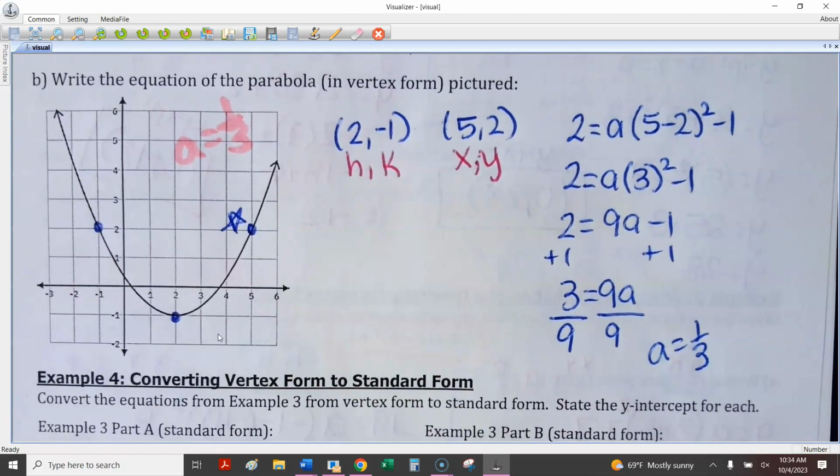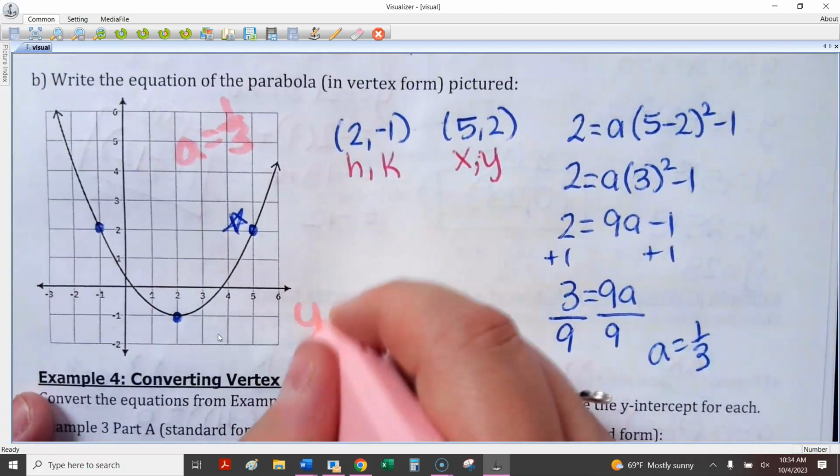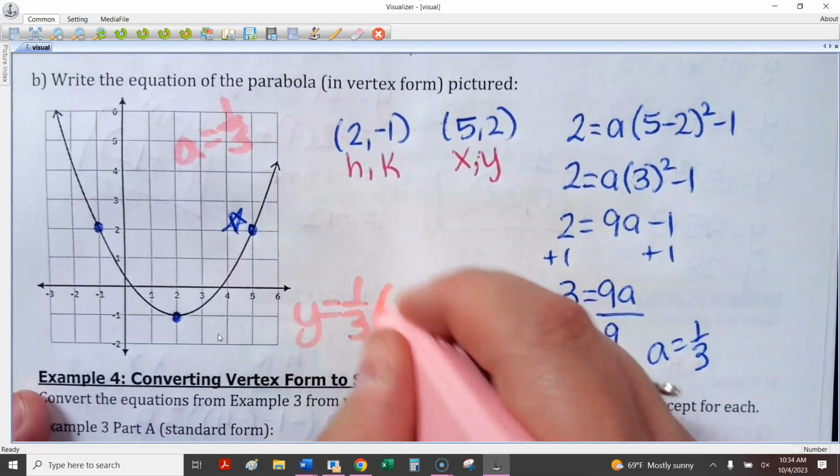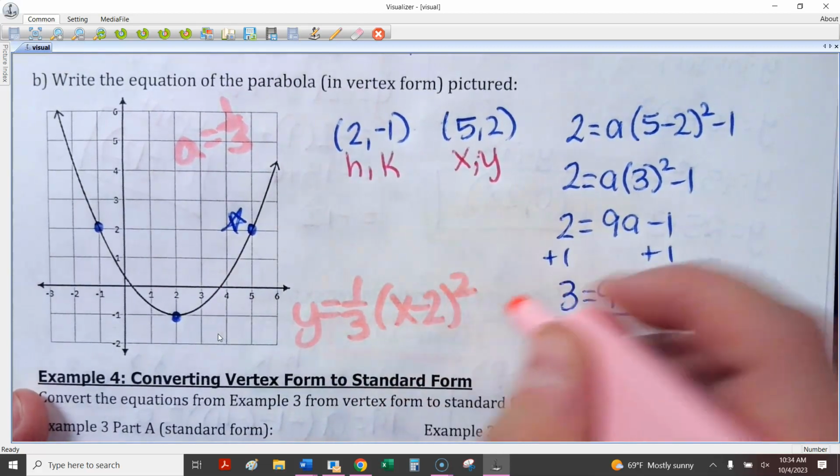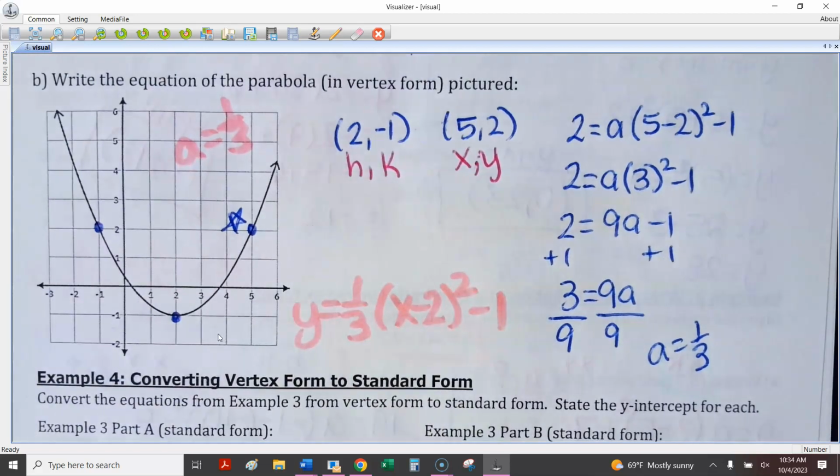So then to write the equation, let me just do it real quick. We'll do y equals, a value is 1/3, times x minus 2 squared minus 1 for your formula. So if you can tell from the graph, if you could defend to me, this is the pattern and this is how I know, fine. If not, just go ahead and do the algebra. Is anybody having a question?